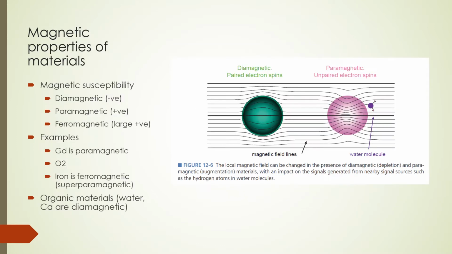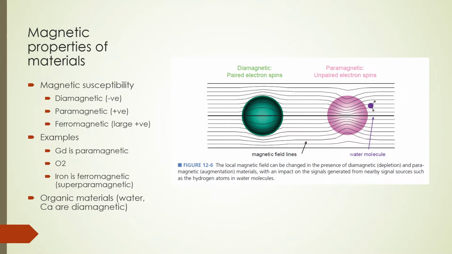A characteristic of magnetic materials is the ability to get magnetized when placed in a magnetic field. This is called magnetic susceptibility. Different types of magnetic materials are characterized by their magnetic susceptibility. Diamagnetic materials have slightly negative susceptibility, paramagnetic materials have slightly positive susceptibility, and ferromagnetic materials and superparamagnetic materials have a large positive susceptibility. Diamagnetism is the weakening of a magnetic field by a material and is exhibited by water and calcium.